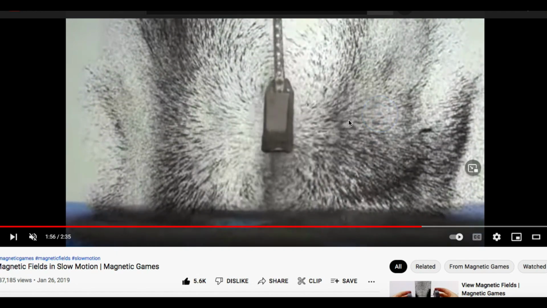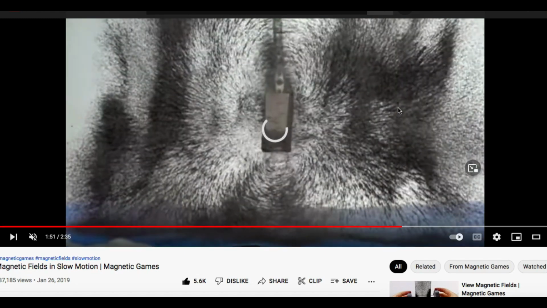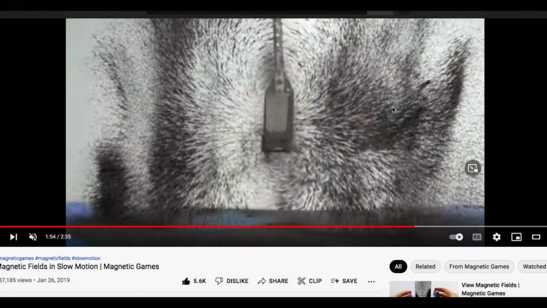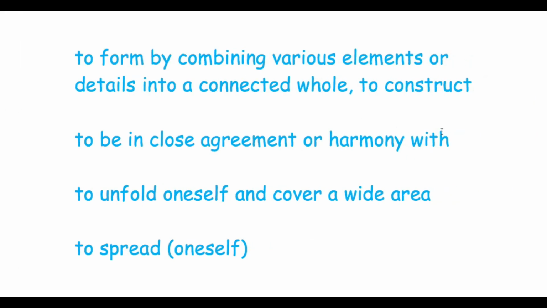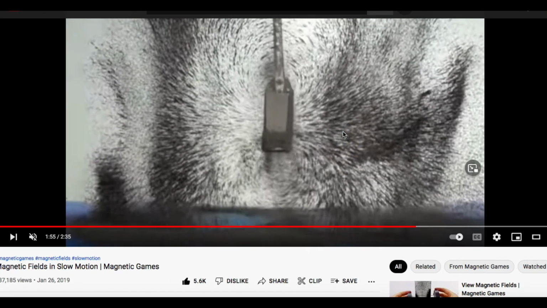So here, I'm showing you what's behind the curtain. I'm showing you underneath the hood of the car what's inside your computer, what's inside your cell phone. It's magic. It's telepathy. It's telekinesis, 100,000%. So, the word also means to form by combining various elements or details into a connected whole, to construct, to be in close agreement or harmony with, to unfold oneself and cover a wide area, to spread oneself. Is that not patently obvious or what?